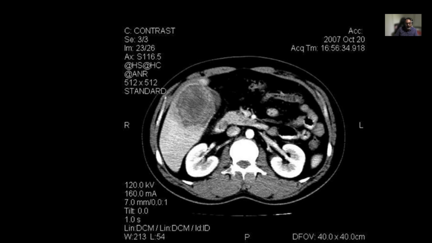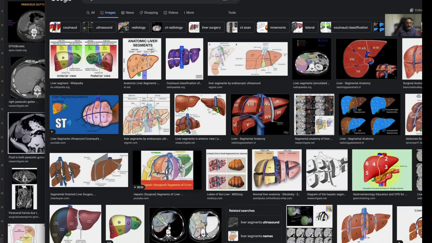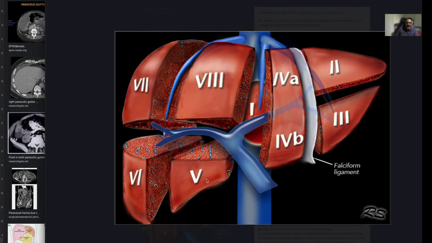So let's do that again. Let me just see once again. Let me sort of be sure that I'm saying the right thing. Yeah, so this is 5. So you're right, it's lower down. So it's below this. So it either could be 3, it could be 4B, it could be 5, or it could be 6. Above 6 is 7, and above 5 is 8.